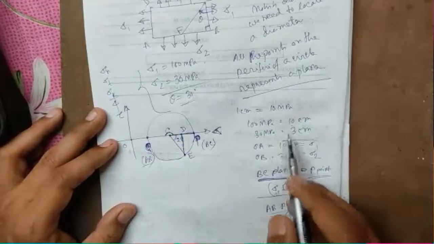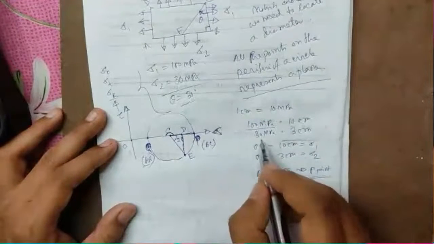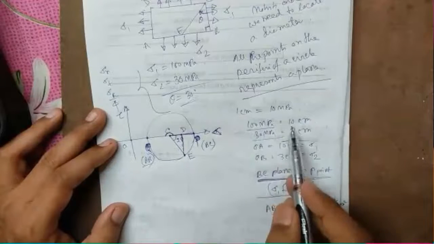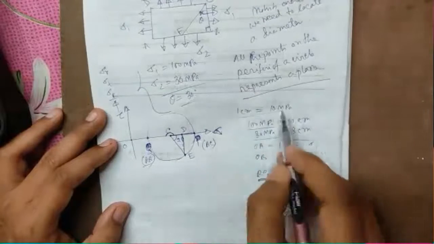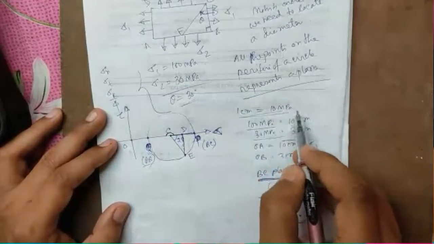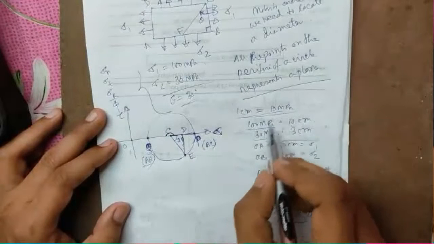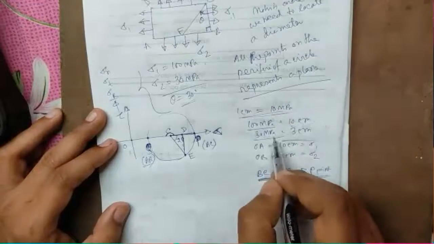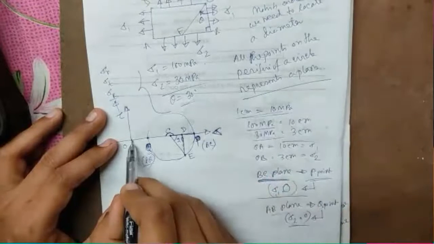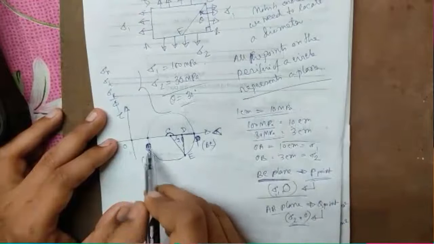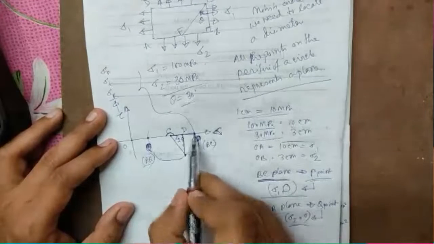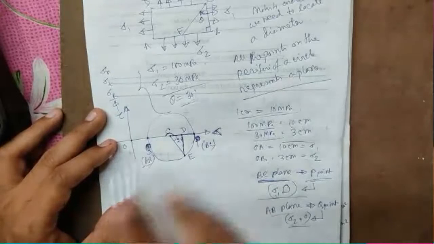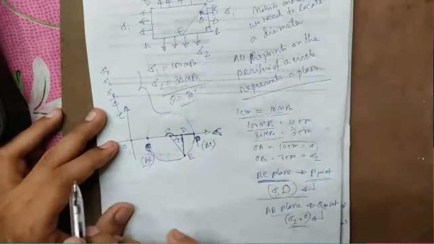How can we do that? We have the values 100 megapascal and 30 megapascal. So we have taken 1 centimeter of length representing 10 megapascal. In that case, 100 megapascal is represented by 10 centimeter, and 30 megapascal by 3 centimeter. So OQ is 3 centimeter and OP is 10 centimeter. So we have located P and Q on this sigma and tau coordinate system.